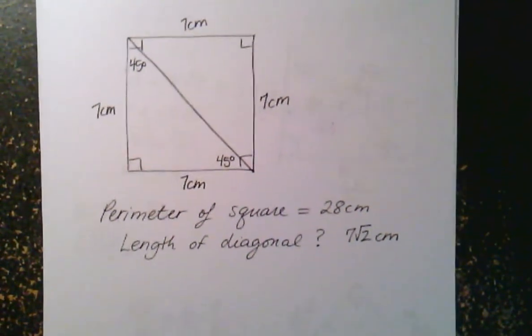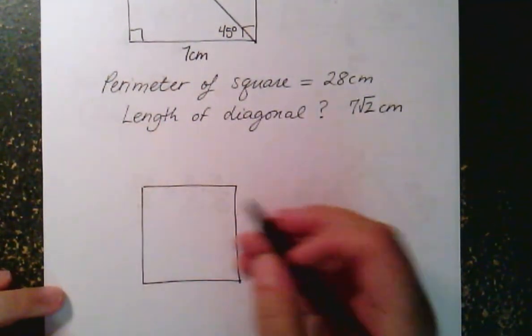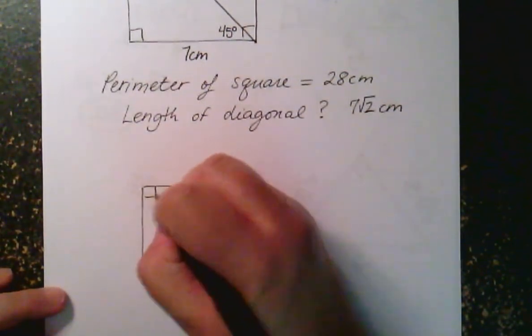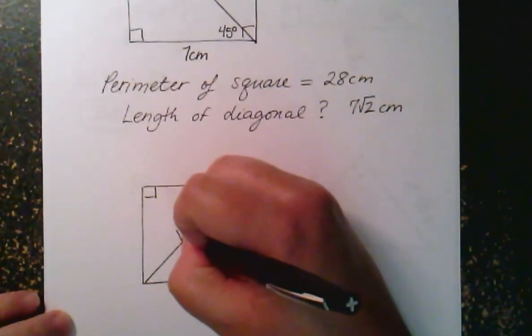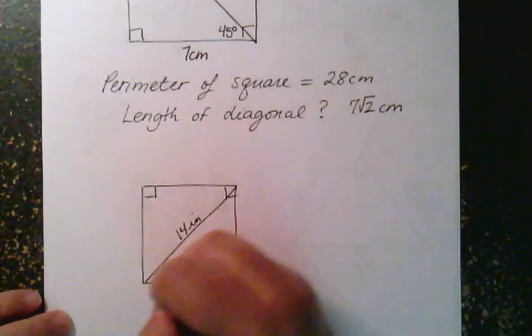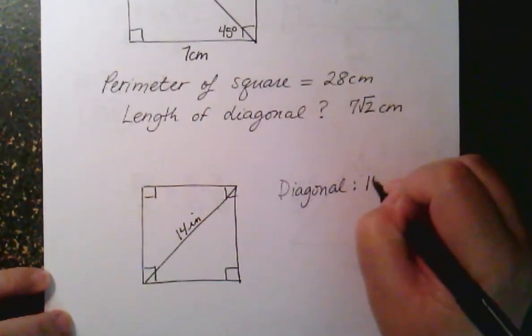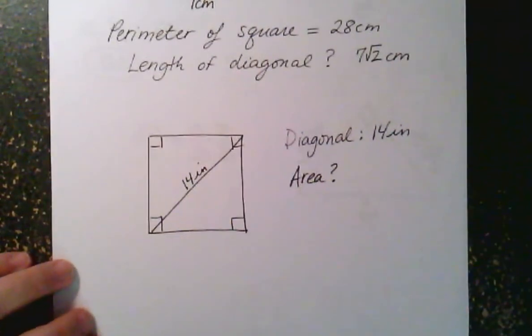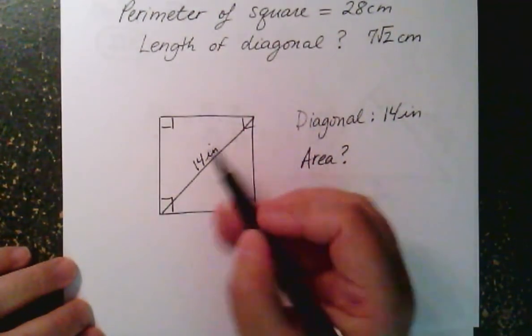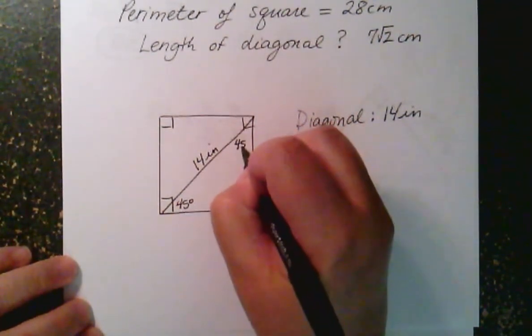Okay, let's do one more like that that's a little bit more challenging. What if you're told the diagonal of a square has a length of 14 inches, and you are asked for the area of the square. Diagonal of the square is 14 inches, and you want the area. Go ahead and pause the video and try that. Okay, unpausing. 14 is the length of the diagonal, which means it's the hypotenuse of a 45, 45, 90.